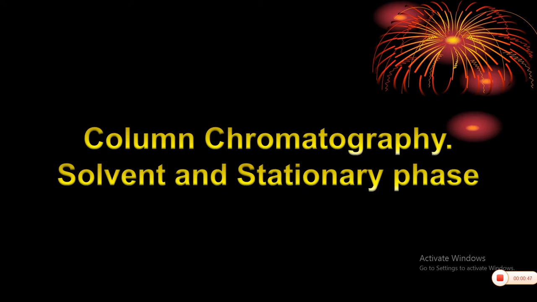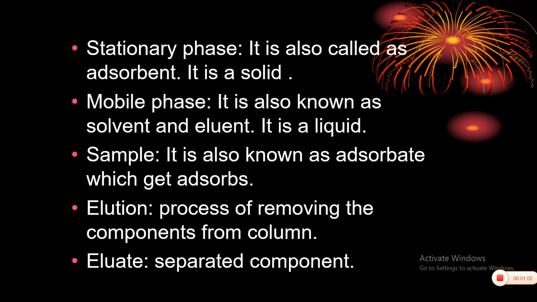In this lecture, we are going to consider two concepts. One is solvent for column chromatography, in particular adsorption chromatography, and the other is the stationary phase. These are the terms which we use in discussion related to adsorption column chromatography. There is one stationary phase. It is also called the adsorbent. It is solid because the principle is of adsorption, which is a surface phenomenon. It needs solid support for the process of separation, that is adsorption and desorption.